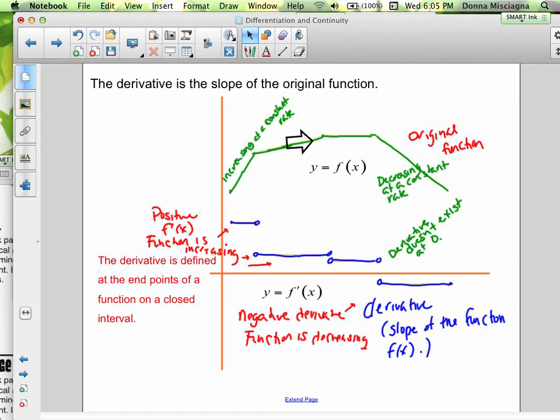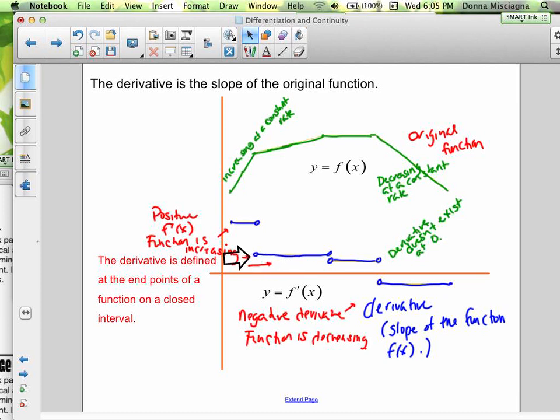But notice that it's not so steep anymore. This was a much steeper line than this was. So we have a smaller slope here, and so notice we have a smaller value for our derivative, because the slope's not as steep. And all of these y values represent the slopes of the tangent lines.